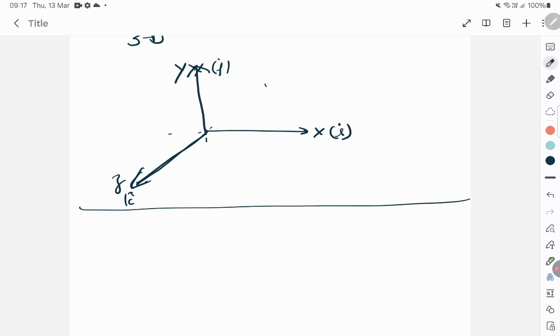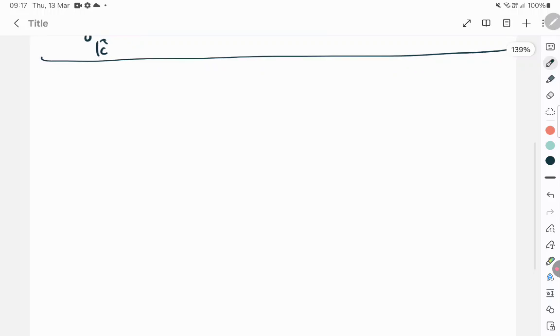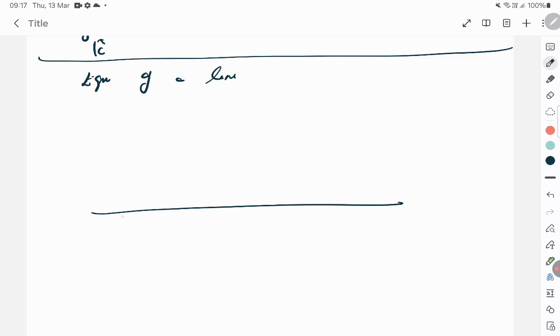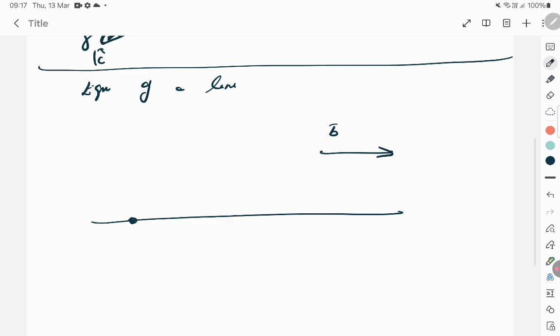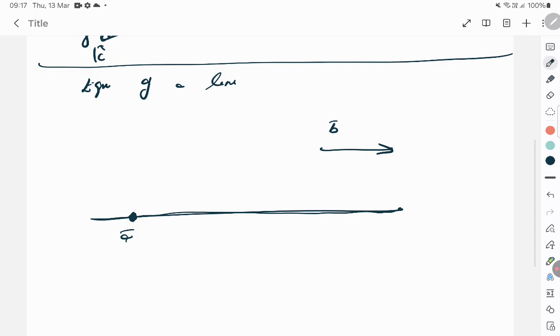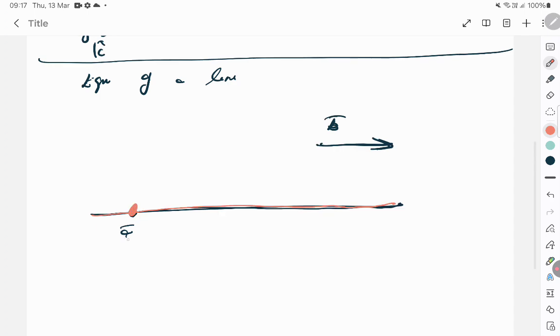So now in 3D, the first thing is the equation of a line. Equation of a line passing through a point, a vector, which is parallel to a given vector b. What is an a vector? It may be x1, y1, z1, that is x1 i plus y1 j plus z1 k. So this point in Cartesian coordinates is x1, y1 and z1.